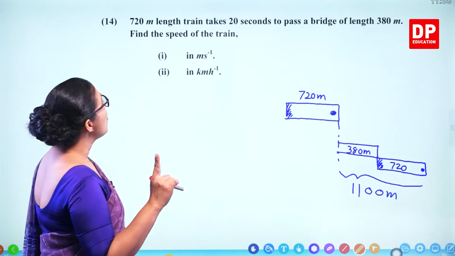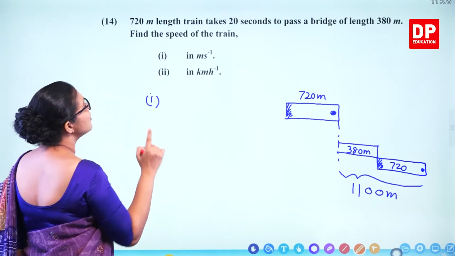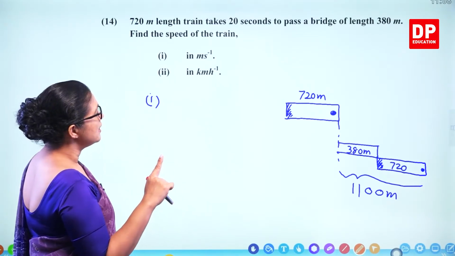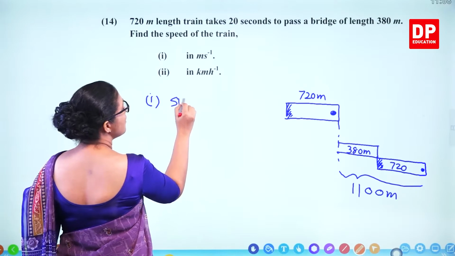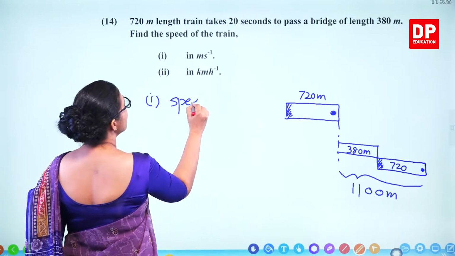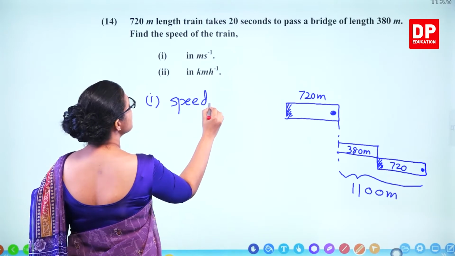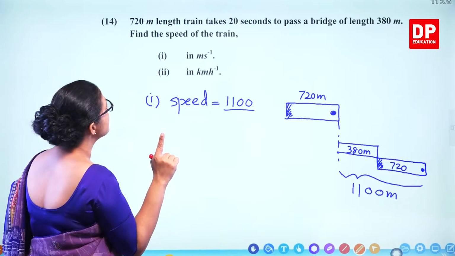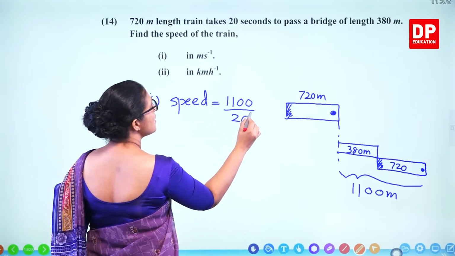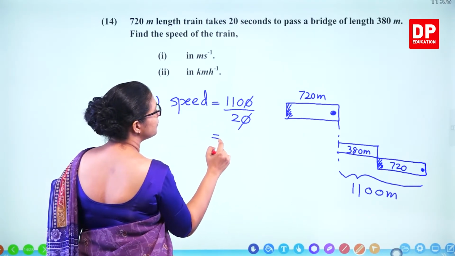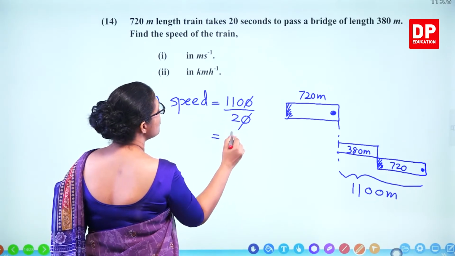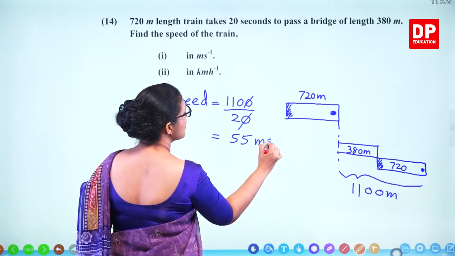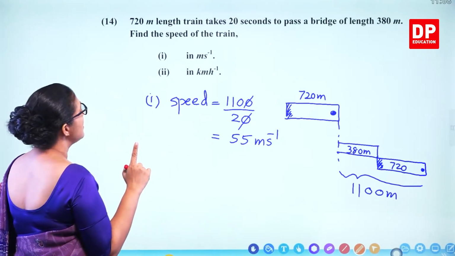So they are asking what's the speed. So what's speed? Distance over time. Total distance is 1100 meters. The time taken is 20 seconds. So divide by 20. So you get 55 meters per second. That's in meters per second.